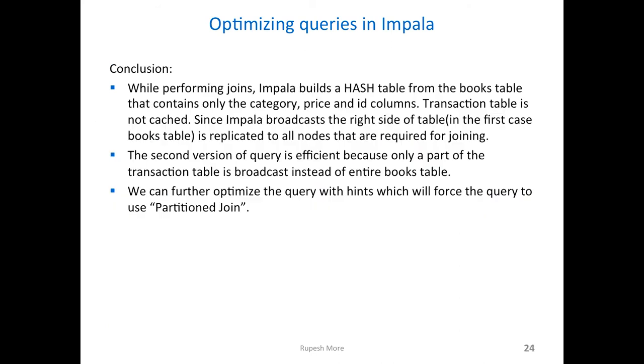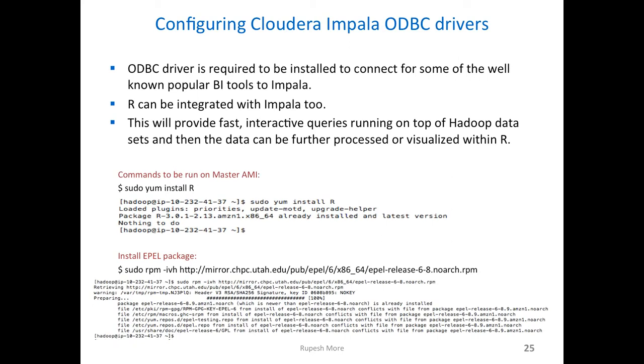we can see that in the next slide. While performing the joins, Impala builds a hash table from the books table that contains only the category, price, and ID columns, whereas the transaction table is not cached. Since Impala broadcasts the right side of a table, in the first case, the books table is replicated to all the nodes that are required for joining. The second version of the query is efficient because only a part of the transaction table is broadcast instead of the entire table. We can further optimize the query with hints which will force the query to use the partition join.